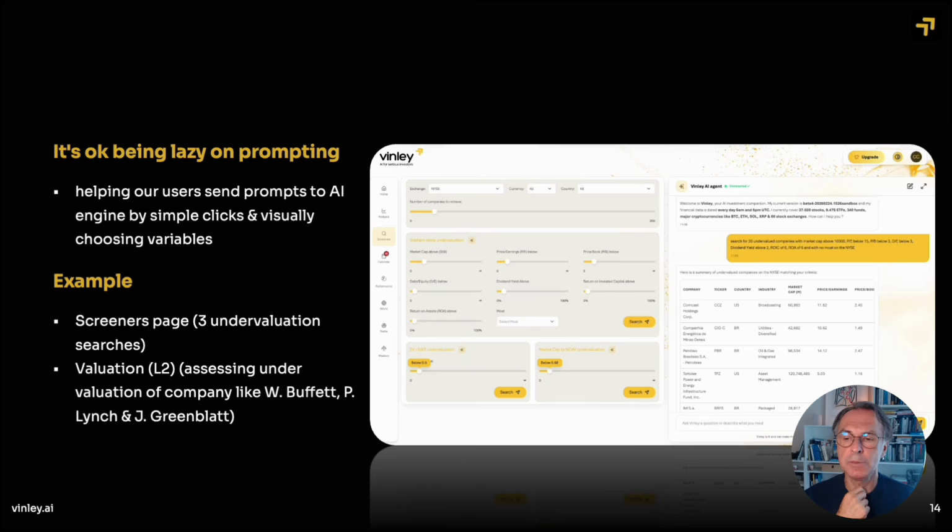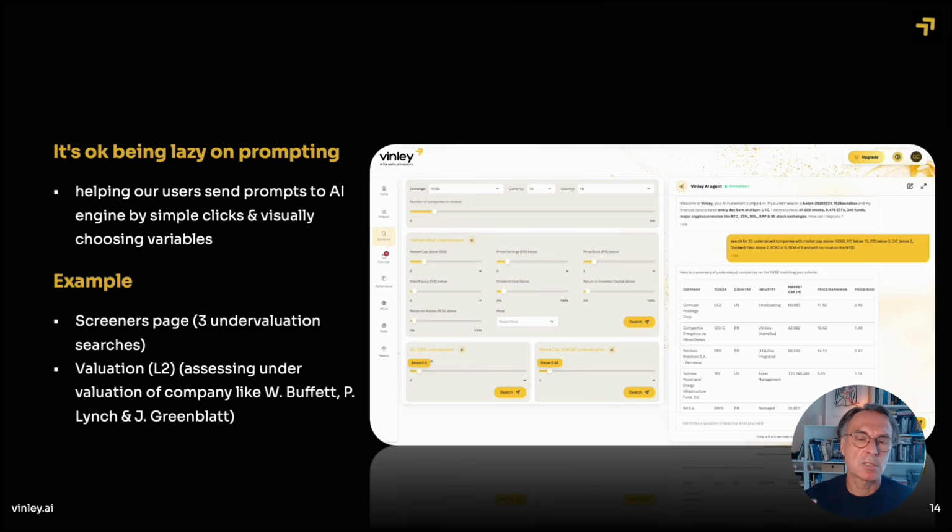Here's an example. So here I want to search for undervalued companies. I've selected the New York Stock Exchange. And actually, I have not written the prompt that you see on the right-hand side. I just clicked on search, one of the search arrows here. And with the variables that I wanted using the slider, so you see that I'm using the UI, it throws a prompt at the AI engine, and the AI engine comes back with results. And you're going to see this is happening in the screeners page. I will explain later what those pages are, very briefly.